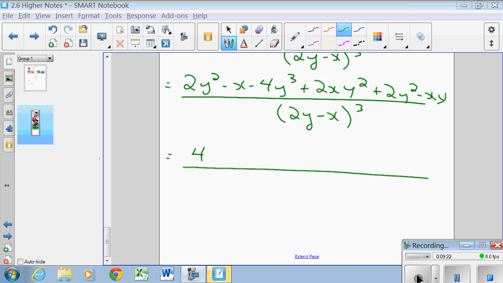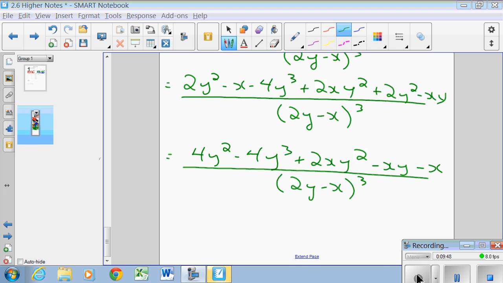So we have, looks like 4y squared minus 4y cubed, 2xy squared, minus xy, and minus x. Probably not the proper order since we didn't go highest degree to lowest degree, but it's just what it is. And the denominator is 2y minus x cubed. Crazy. But that looks like it's the simplified version of our derivative. I promise I won't give you any questions that require this kind of craziness.